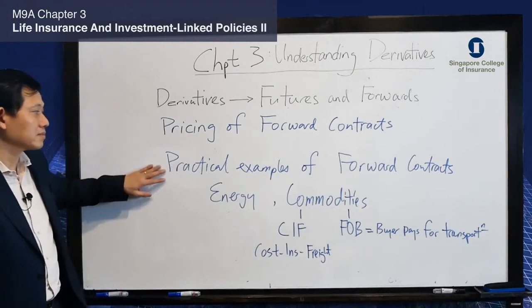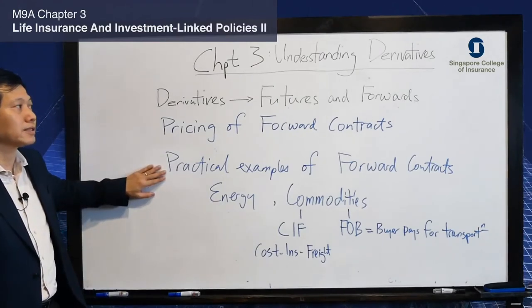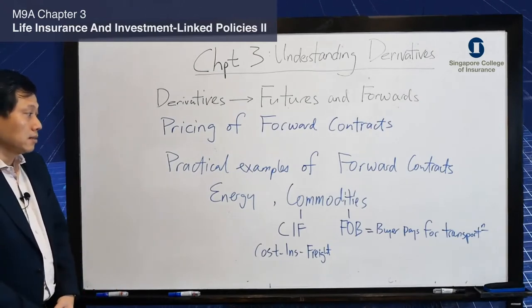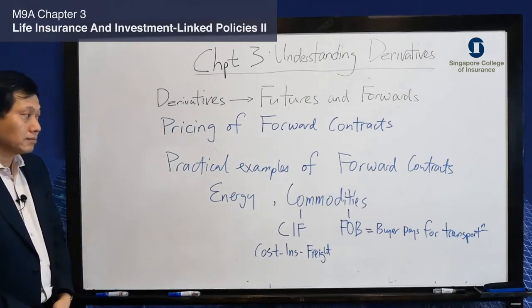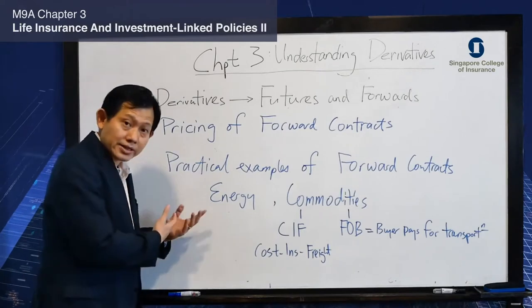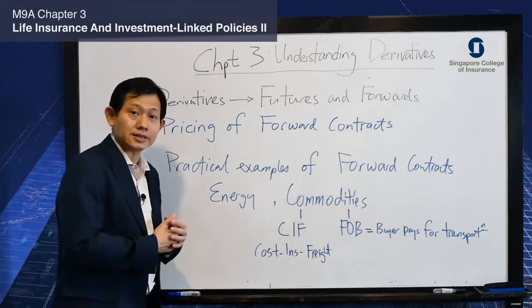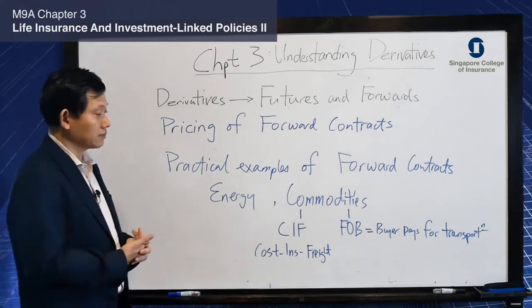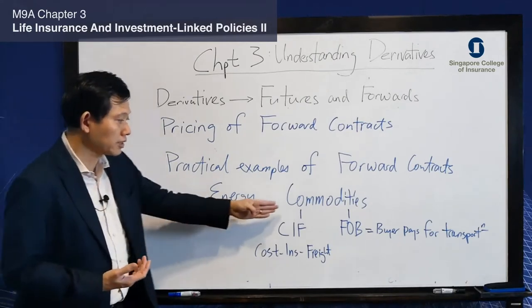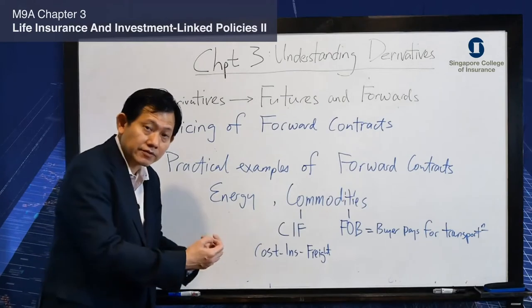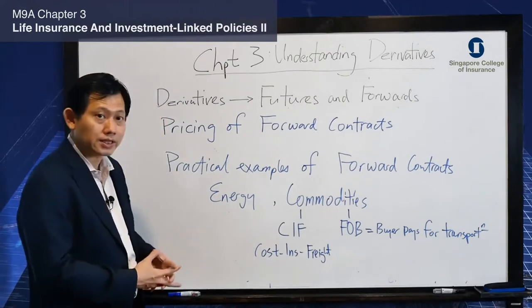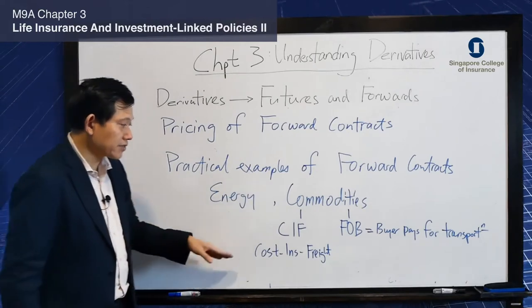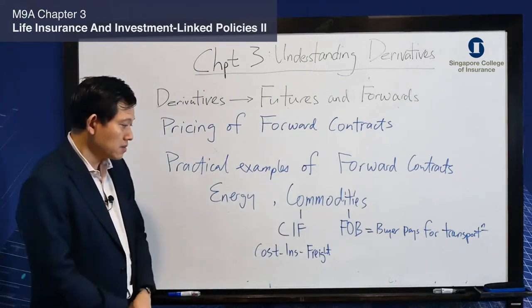Okay, let's end the chapter on forwards with some practical examples of forward contracts. Example: energy, oil, natural gases. Or commodities, it can be food, it can be medicine, it can be raw materials. Two terms on commodities, if it is a physical delivery between a manufacturer, a factory, and an end user: we have CIF or FOB.